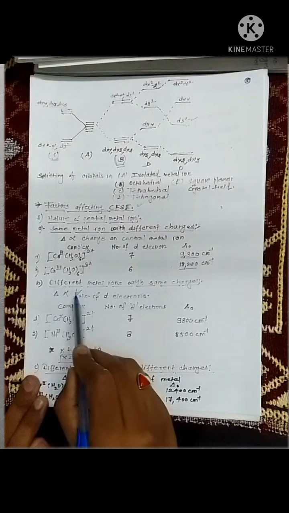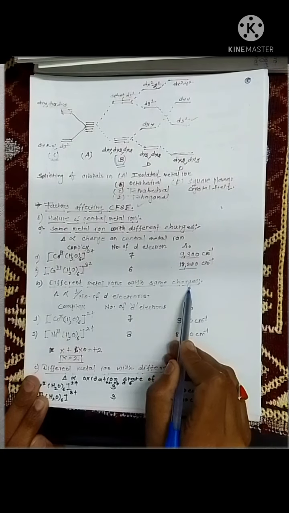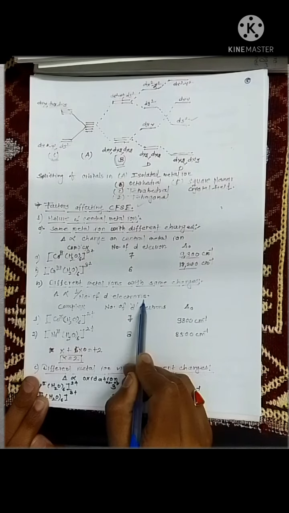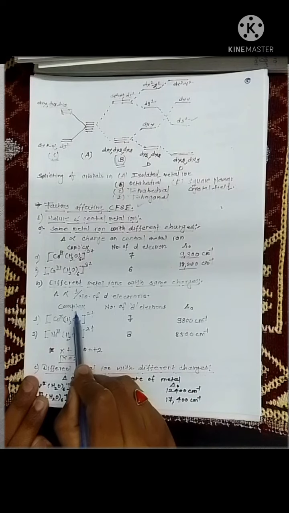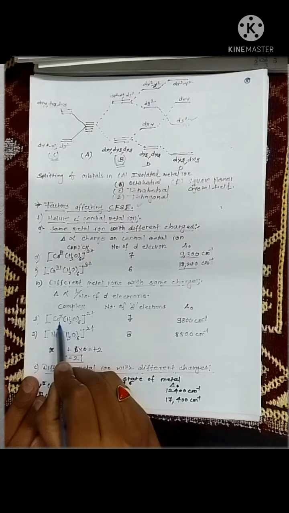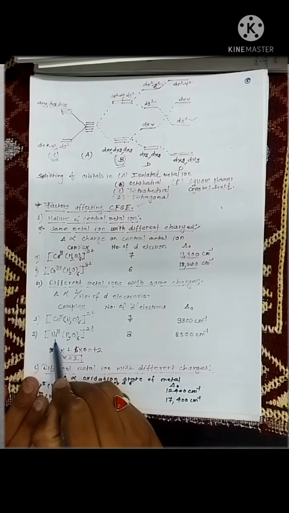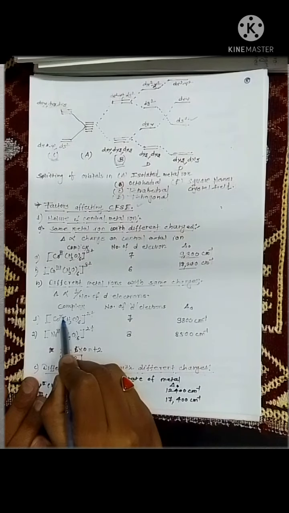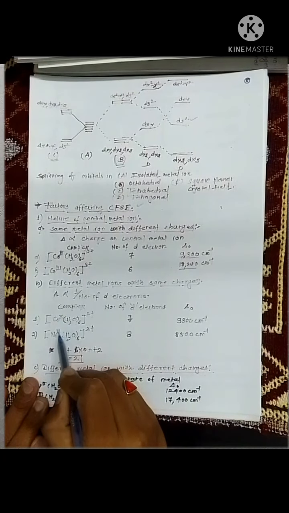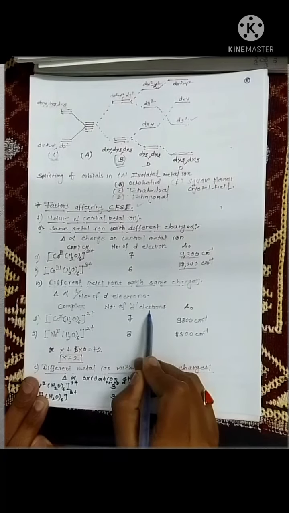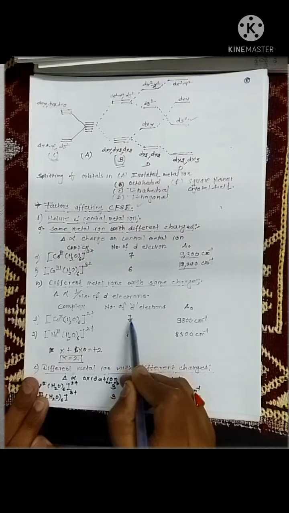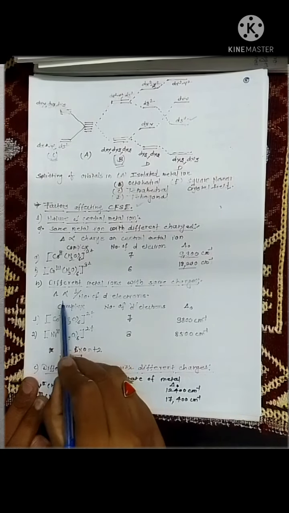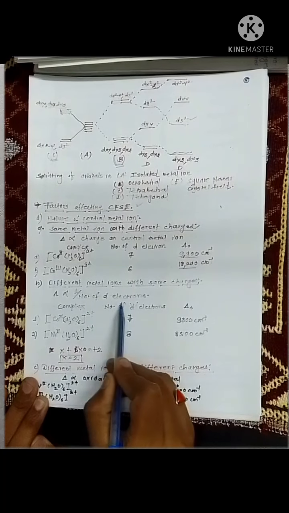The second subpoint is different metal ions with the same charges. In this case, your CFSE value is inversely proportional to the number of d electron present in central metal ion. Just see the complex hexaaqua cobalt 2 and hexaaqua nickel 2. In these complexes, both central metal atoms, that is cobalt 2 plus and nickel 2 plus, have oxidation state 2 plus, but the number of d electron in cobalt 2 is 7 and number of d electron in nickel is 8. And from this point we know that CFSE is inversely proportional to number of d electrons.